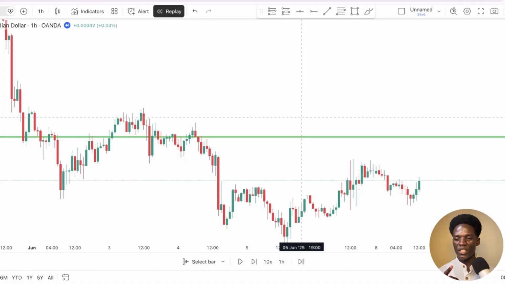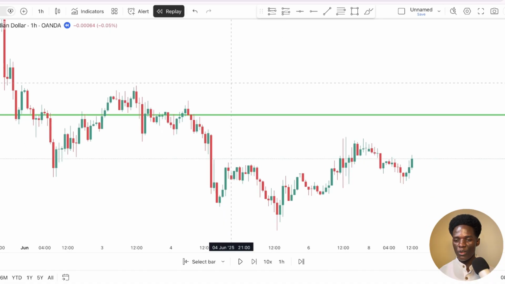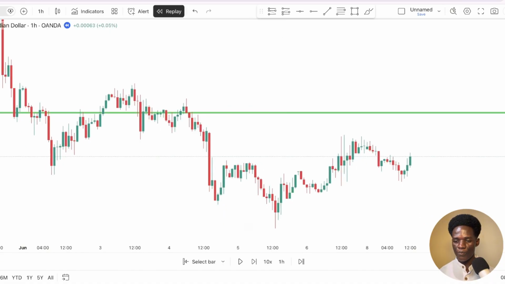What do we do next? We want to wait for price to come back to retest our key resistance level. Let us wait for price to do so. We don't enter before price reaches our key resistance level. Always be patient enough to wait for price to reach your key level. Now, the price has reached our key resistance level.